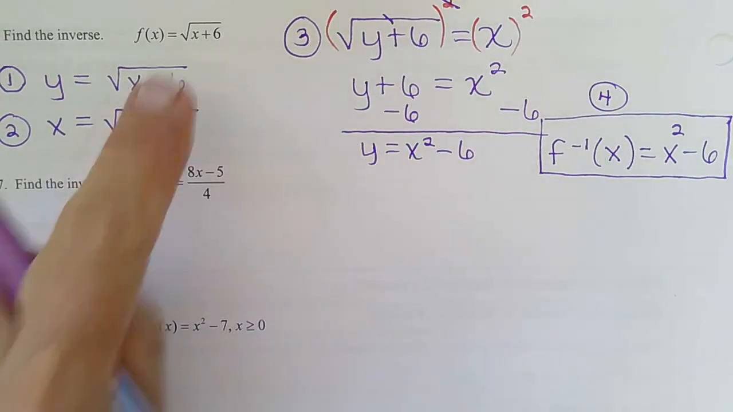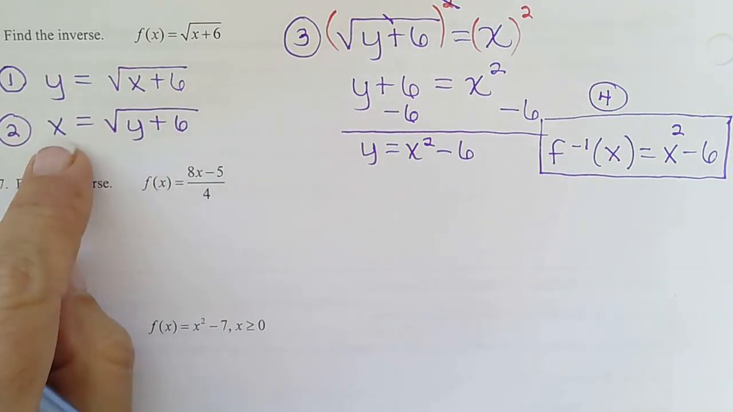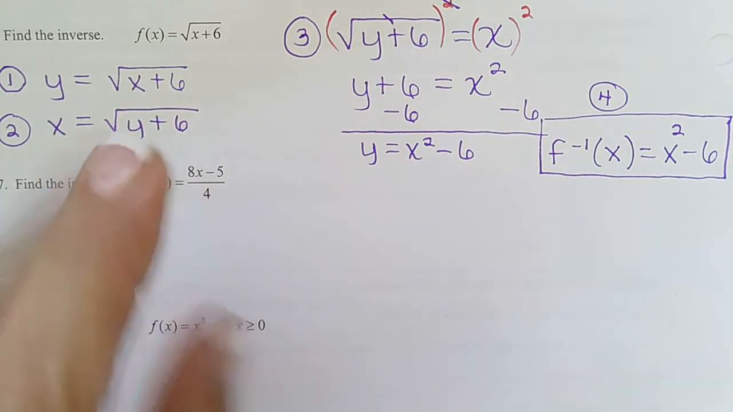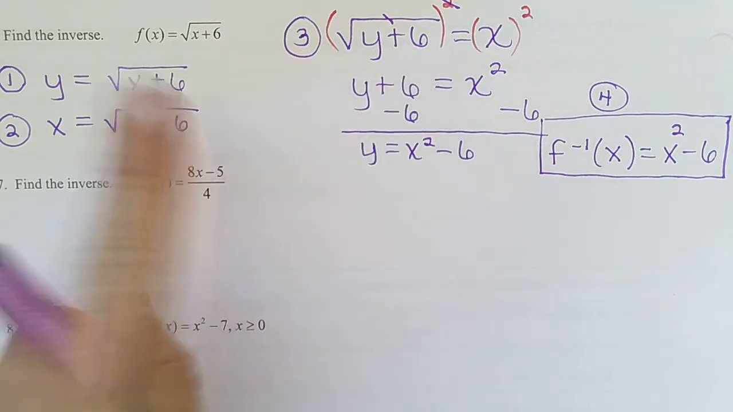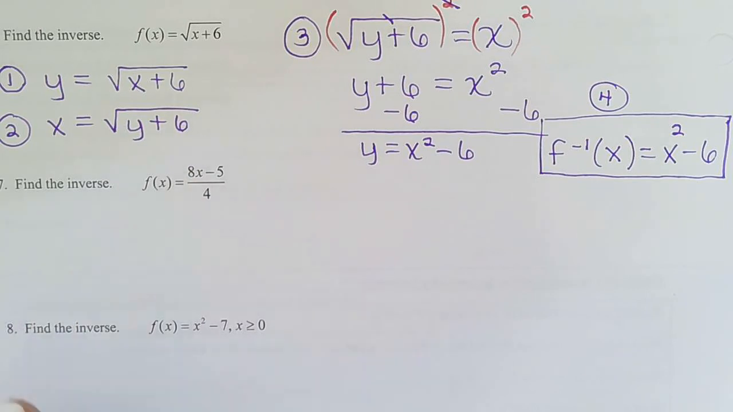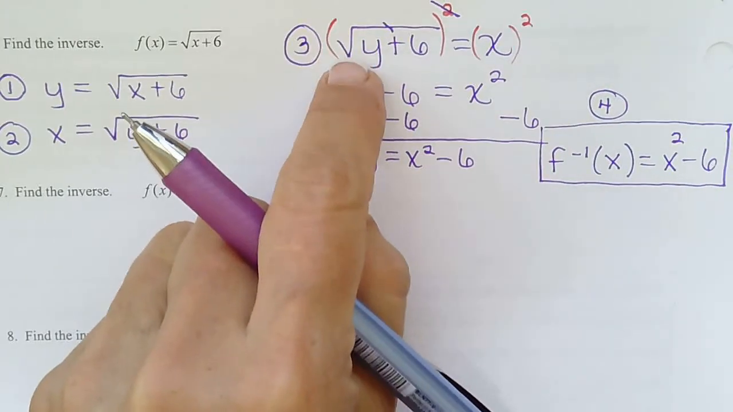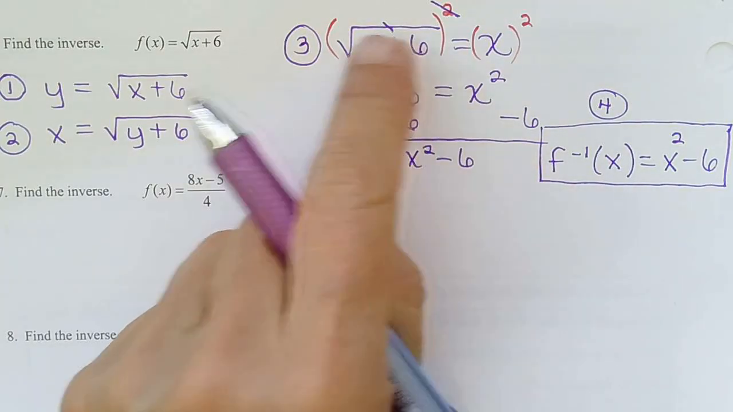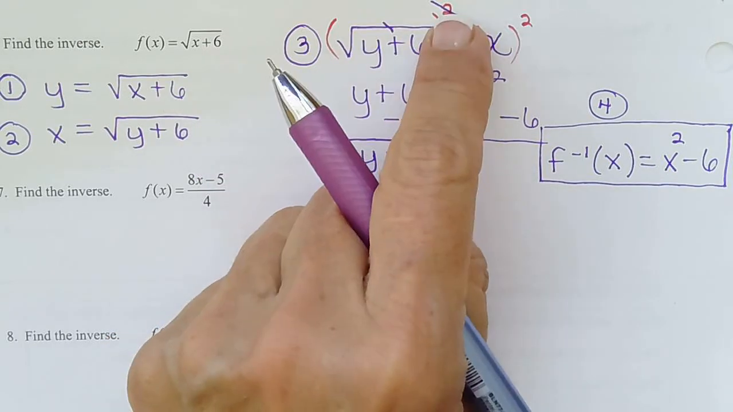So step 1, make f of x, y. Step 2, replace the y with x and the x with y. All the rest you know how to do because they're from previous chapters. So I just flipped the equation over. So step 3 is solve for y, get y alone. And so we have a radical. We learned in chapter 6 to undo a radical. You do the opposite of the index. So the opposite of square root, or the inverse of square root, is squared.